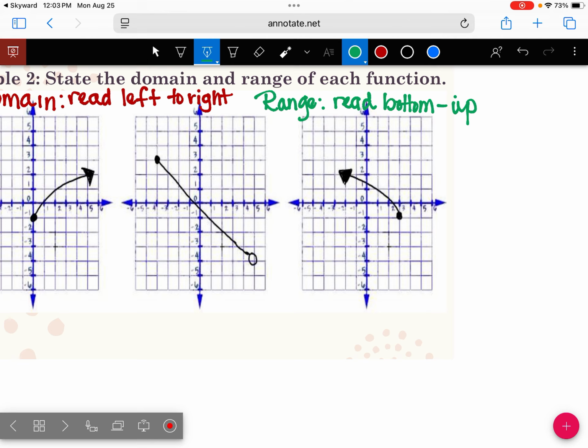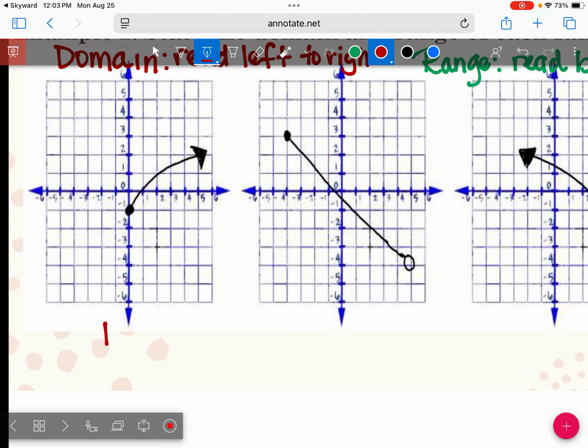All right, we ready? Who needs more time? All right, so let's talk about domain. So let's talk about this graph first. Domain. Okay, I'm just going to put a D for domain.